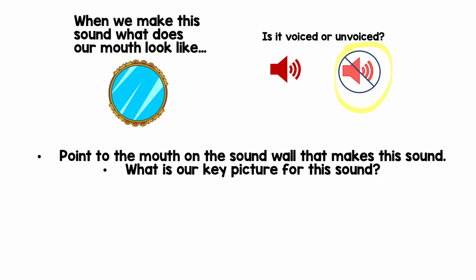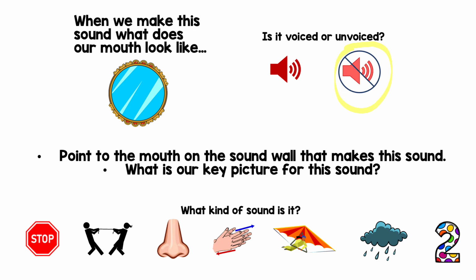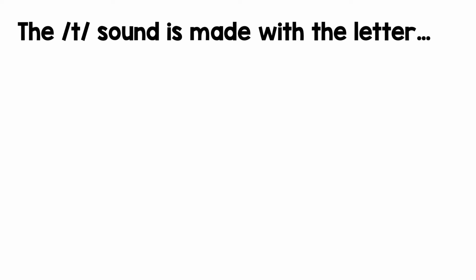If you were in class today, we would look over at our sound wall and see what the key picture is for T. In our classroom, the key picture for T is turtle. What kind of sound is /t/? T is a stop sound. We can find it on our wall located by the other stops. This means that as the air comes out, it immediately stops and the sound is over. The /t/ sound is made with the letter T.